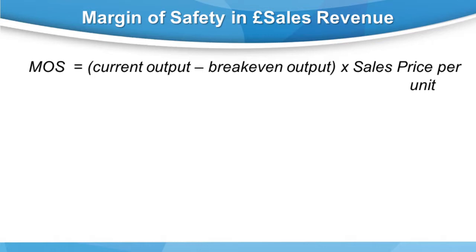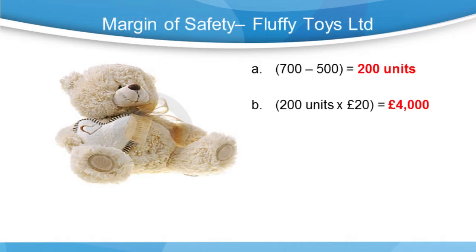To express this as a sales revenue amount, simply multiply the margin of safety by the selling price per unit. Here, the margin of safety is 200 units and the selling price per unit is £20. So the margin of safety is 200 multiplied by £20, which is £4,000. This means that Fluffy Toys Limited sales for the month would need to fall by £4,000 before they reached the break-even point.